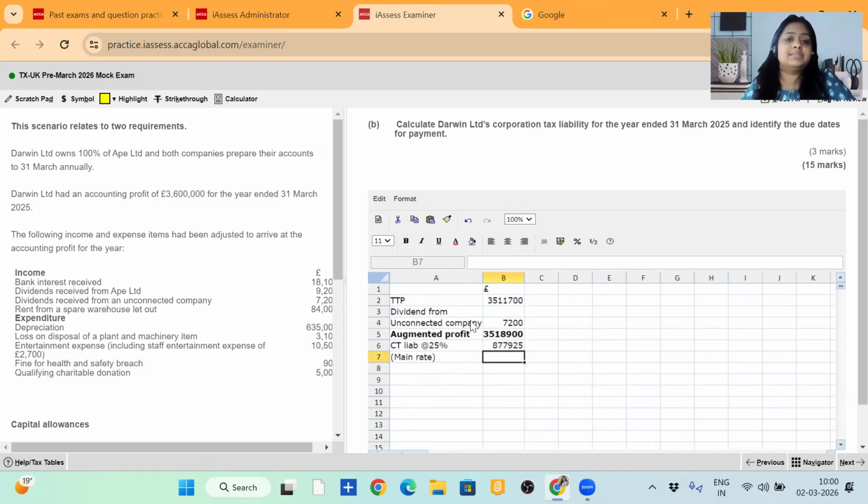So your corporation tax liability comes out to be 8,77,925, and this will give you 2 marks. 1 mark for dividend, another mark for calculation.